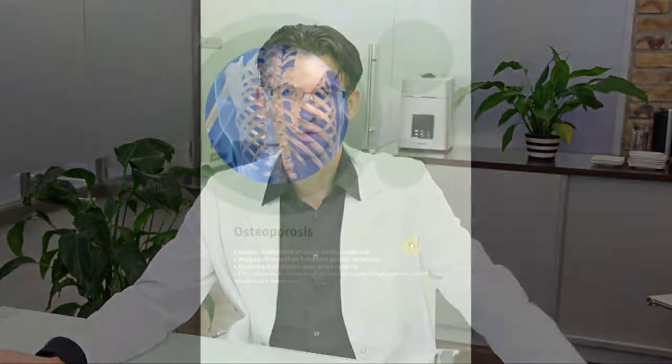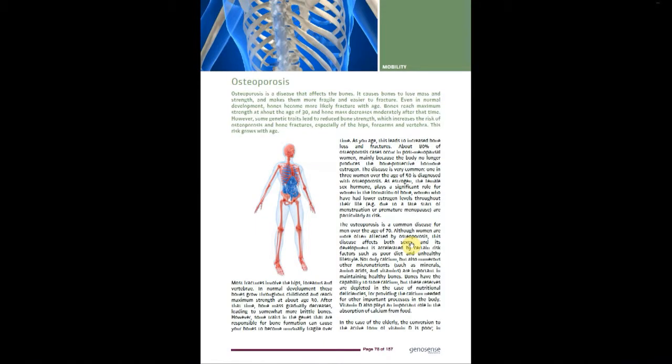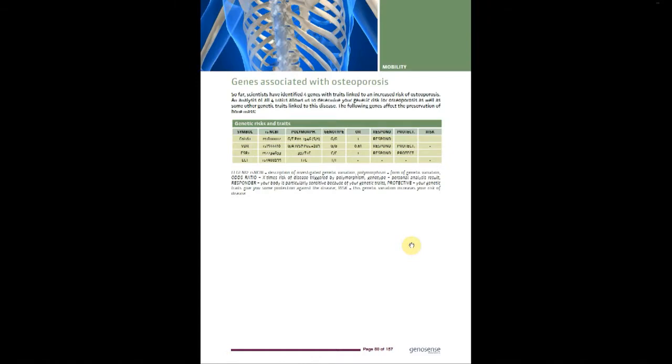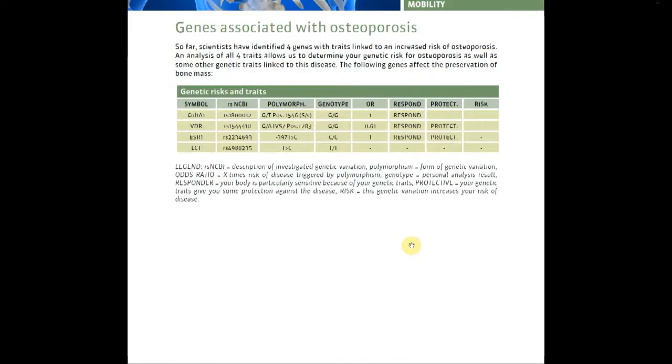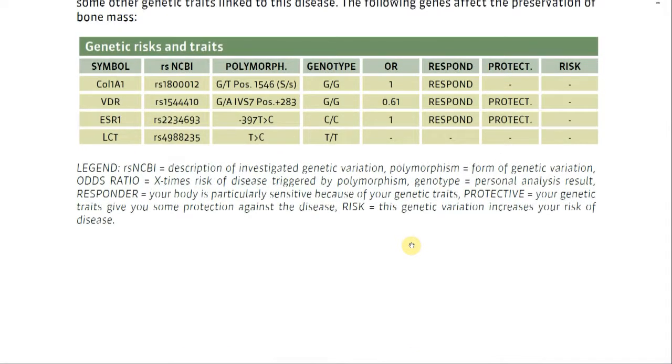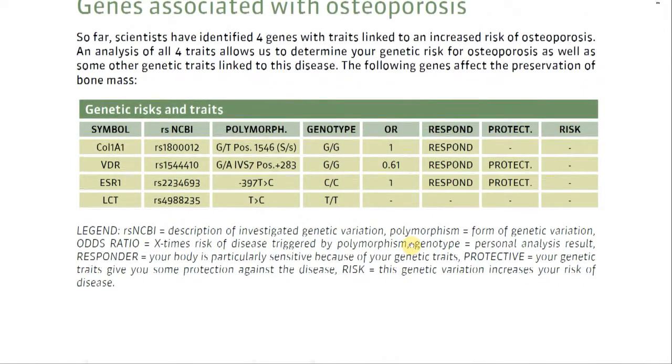And then osteoporosis. That's brittle bone disease. Again, read up on it, it's interesting. Here are the 4 different genes involved in it. Now, in this case, we have an odds ratio of 1 for one gene, an odds ratio of 0.61, so it's protective, it's lower than a 1-fold risk, 39% lower risk, and again, an odds ratio of 1. So this is a very beneficial type of genetic result.